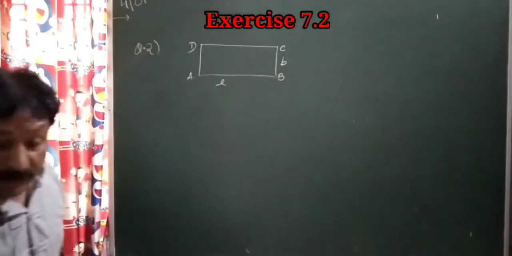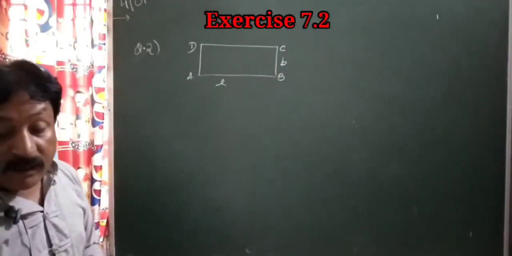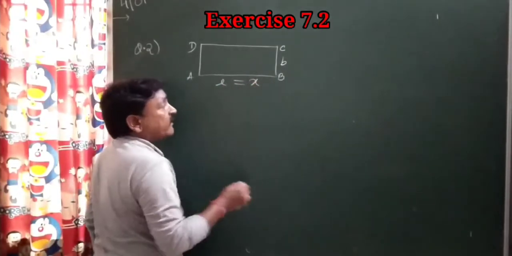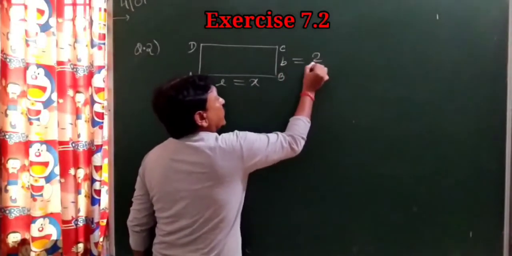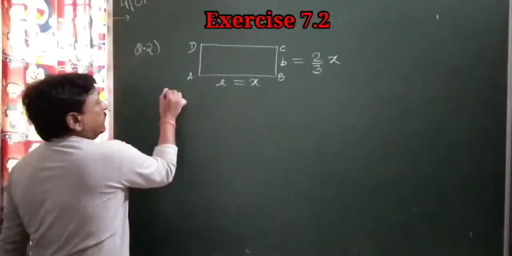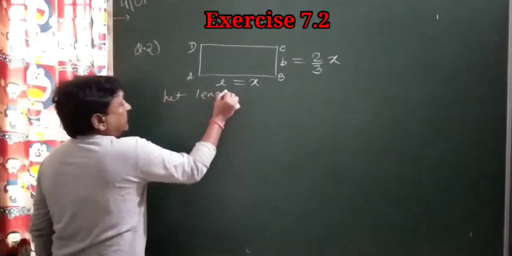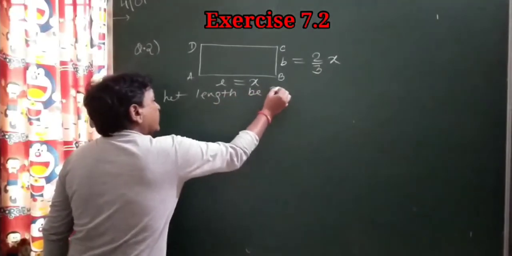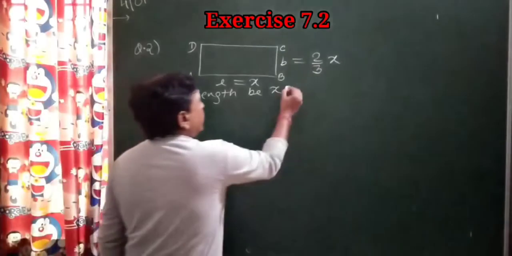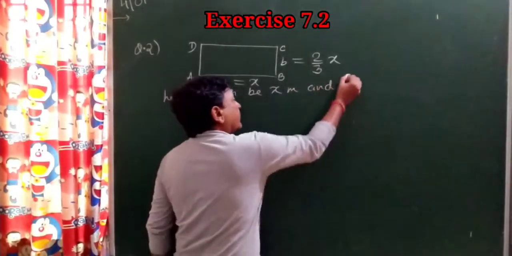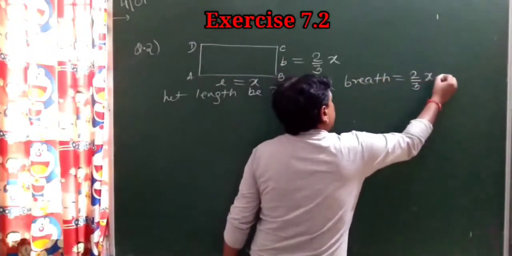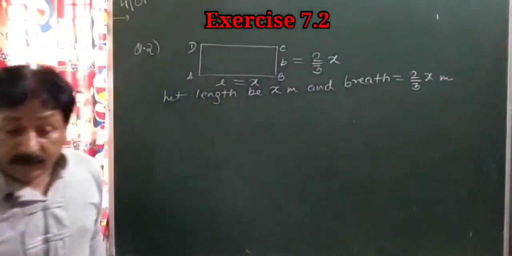Now see the question. The breadth of a rectangle is 2/3 its length. We don't know what the length is, so we will take length as x, then breadth will be 2/3 of length, means 2/3 of x, 2/3 x. Okay, write it here. Let length be x. Is some unit given? Yes, it is given in meters. So length will be x meters and breadth will be 2/3 x meters.